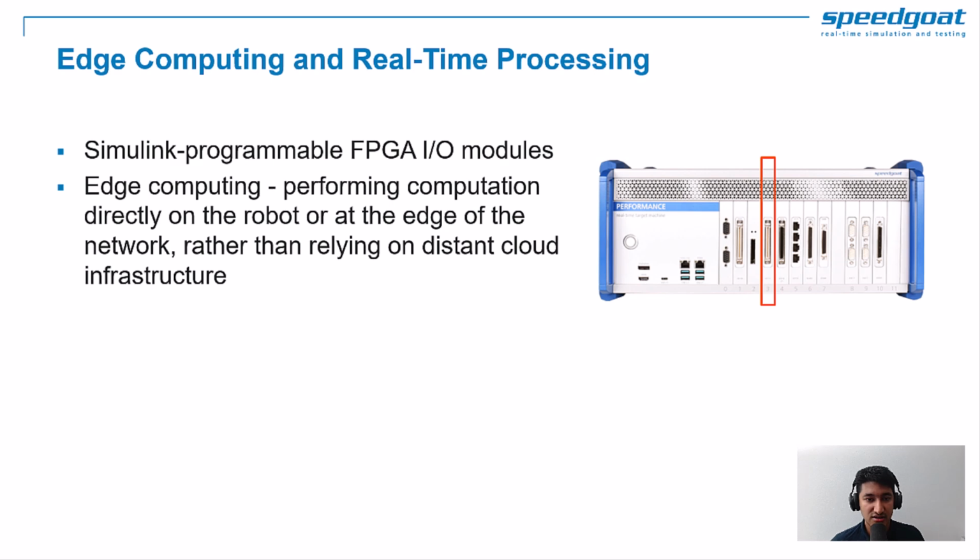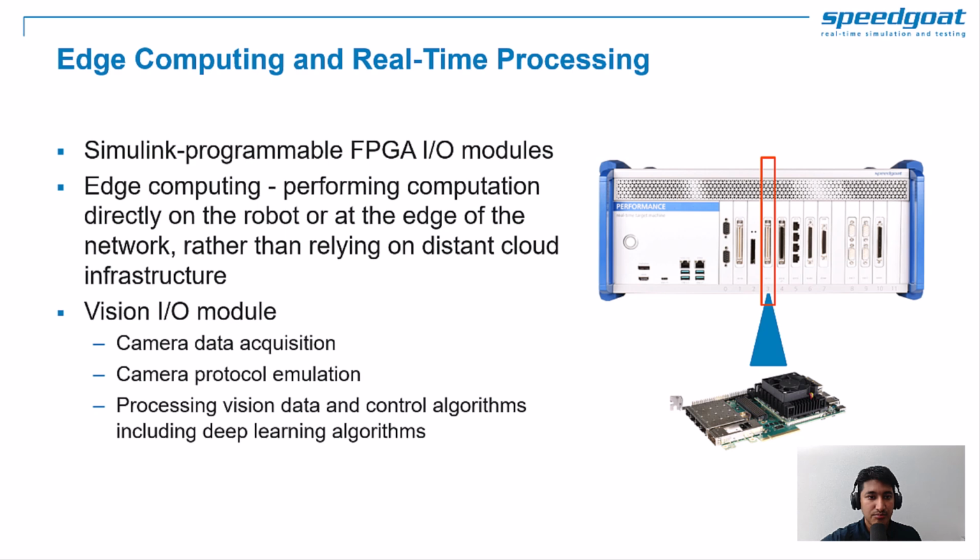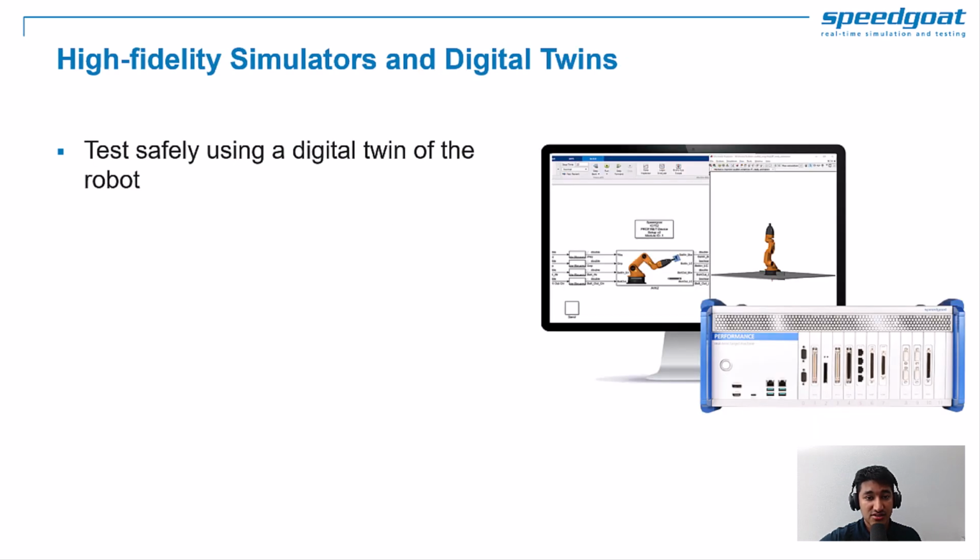For robots with computer vision applications, there is a dedicated Vision I/O module that can acquire camera image data, emulate camera protocols such as Gigabit Ethernet and USB UVC, and can process vision data and control algorithms, including deep learning algorithms.